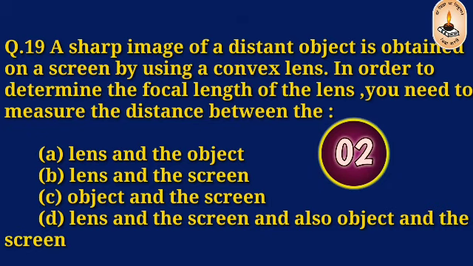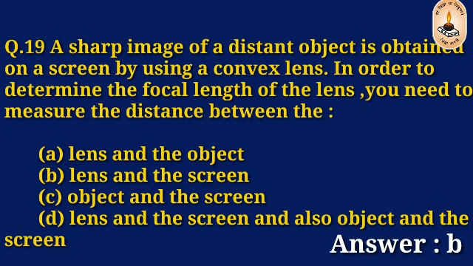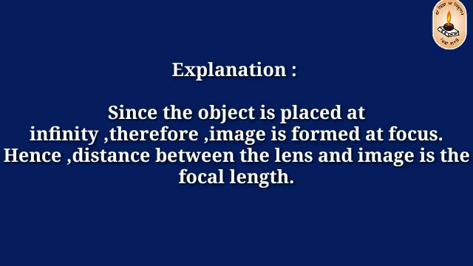The right answer is B, lens and the screen. Explanation: Since the object is placed at infinity, the image is formed at the focus. Hence the distance between the lens and the image is the focal length.